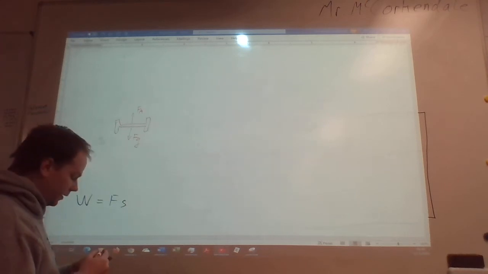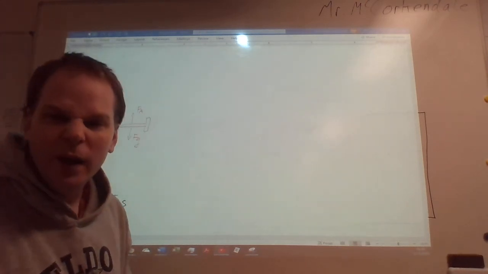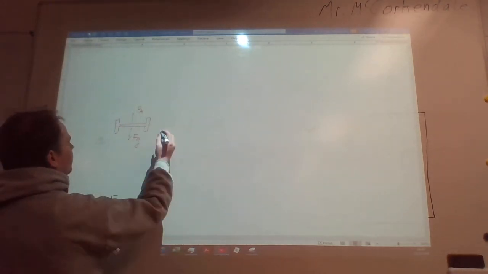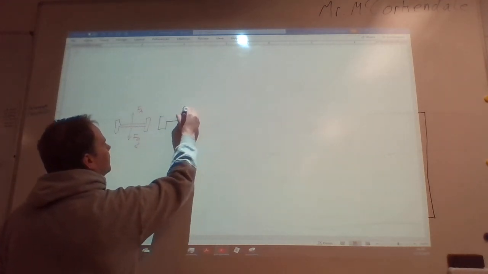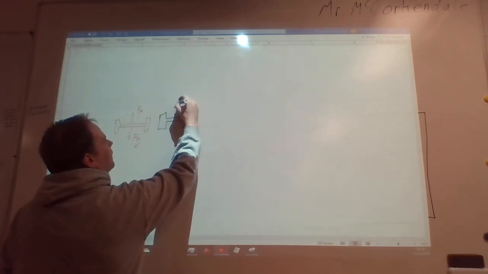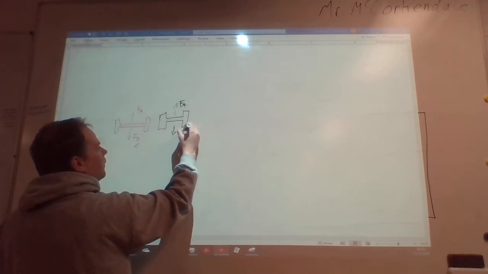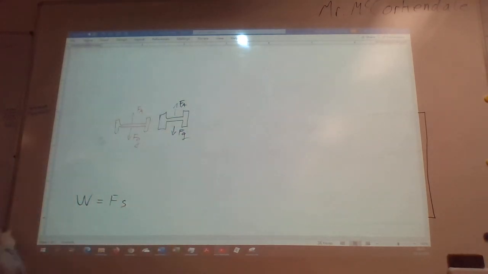Can you actually see that? I just realized I grabbed a red marker instead of a dark marker. I don't think you guys can see that, so I'm going to redraw that. Doesn't look nearly as good the second time, but oh well.